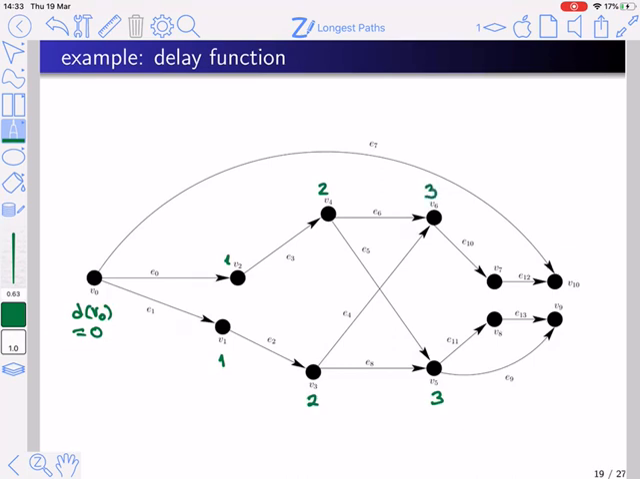The delay of V7, having a single edge that enters it from V6, is 4. The delay of V8, having a single edge that enters it from V5, is also 4.